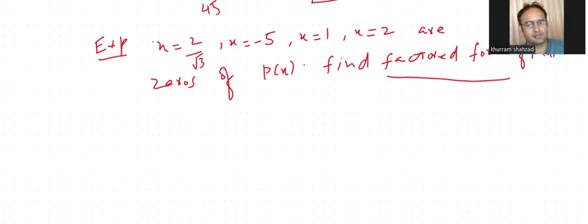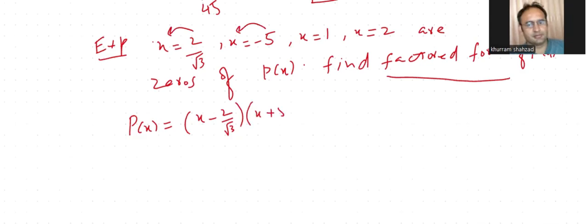This can also be written like that. So how can we write? We will write here p of x is equal to x minus 2 over square root of 3. We take negative 5 to this side, x plus 5, and next we take this 1 to the other side, x minus 1, similarly x minus 2. So this is the factored form of the polynomial p of x.